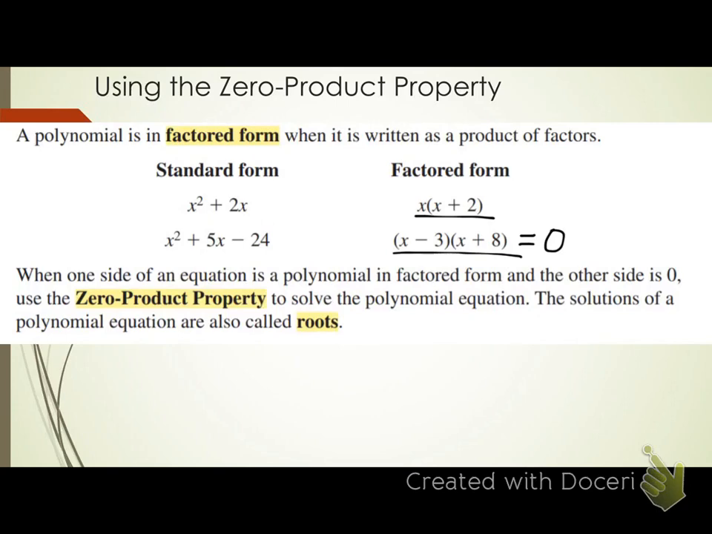We're going to use this property called the zero product property to solve these equations. And I can only do it when one side of the equation is a polynomial in factored form and the other side is 0. If this side is like a 5, I can't use the zero product property. If it's any number other than 0, I can't use it. Any questions before I talk about the zero product property? Am I good to move on or are we still writing? Okay, I'll give you a few more seconds.